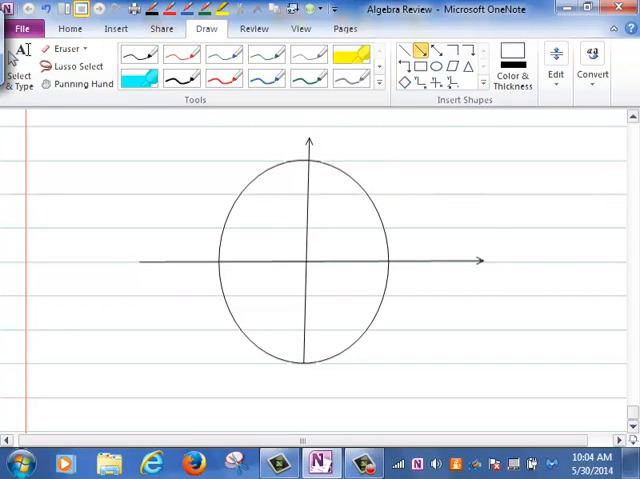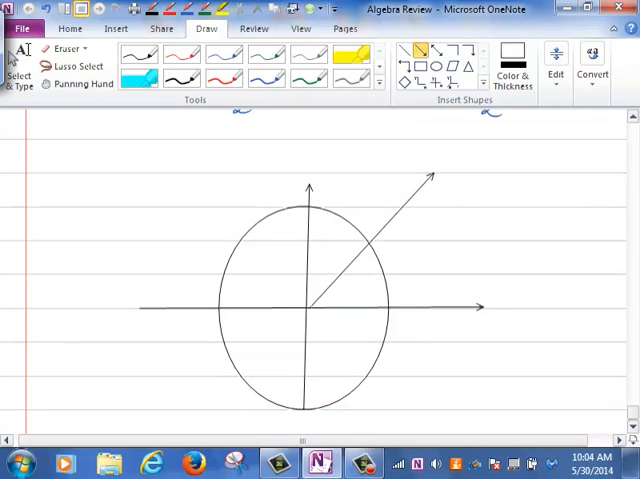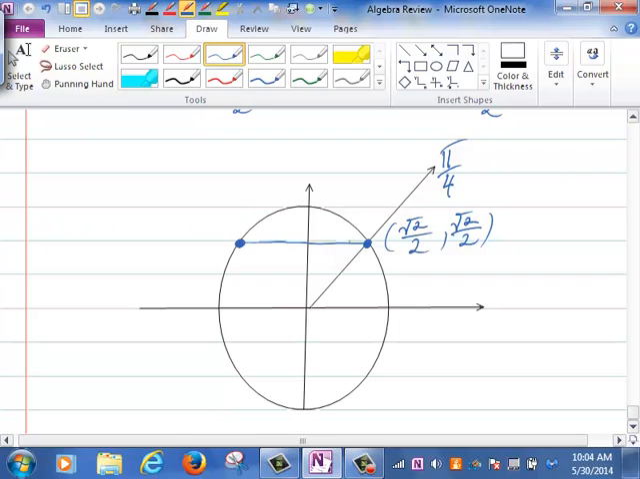if this angle here is 45 degrees, right? Then the coordinates of this point are given by what? Root 2 over 2, root 2 over 2, if this angle is pi over 4, right? And if you look at this point here, which is directly across the y-axis at the same distance as this point, this would be negative root 2 over 2, comma root 2 over 2. You guys are okay with that?